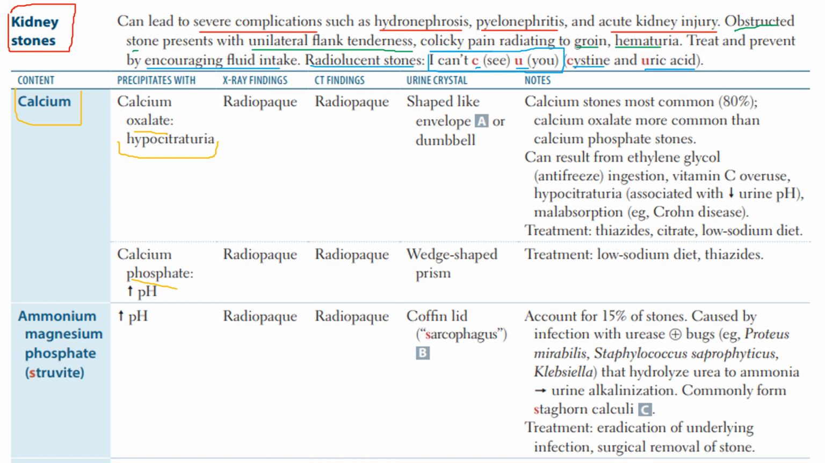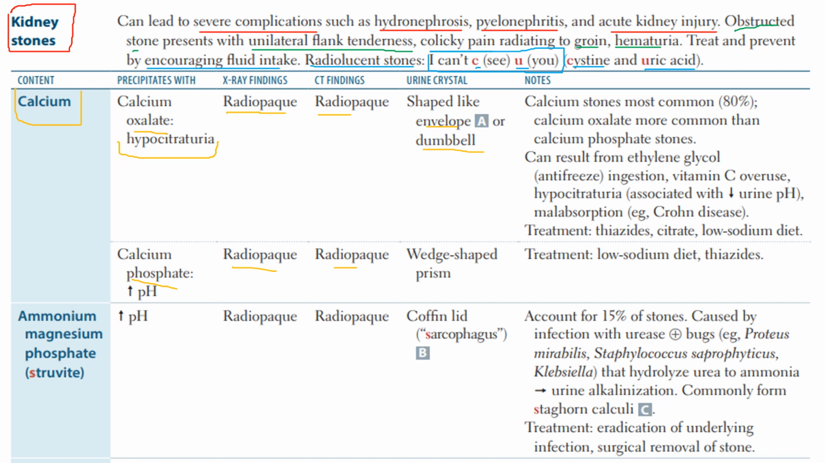The X-ray and CT findings are the same. Both are radiopaque. It's the same for calcium phosphate also. The urine crystals of calcium oxalate are shaped like an envelope or dumbbell.